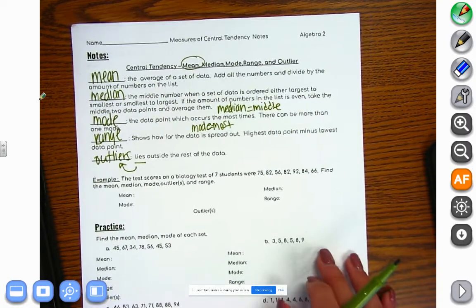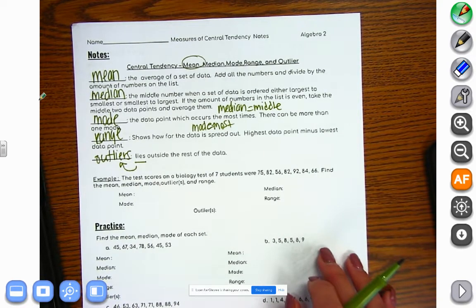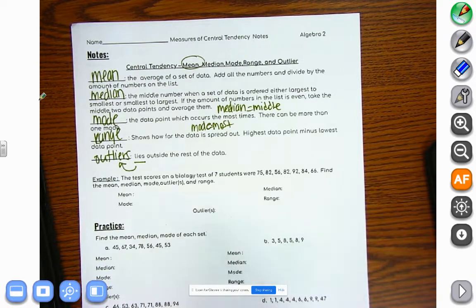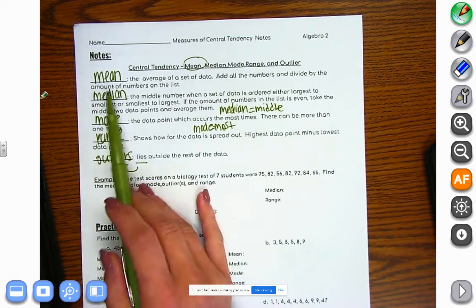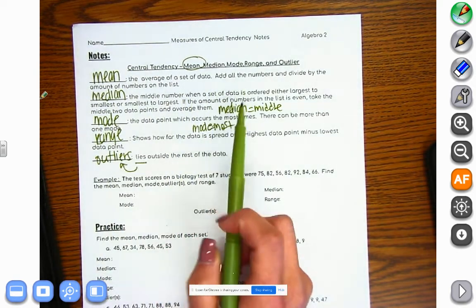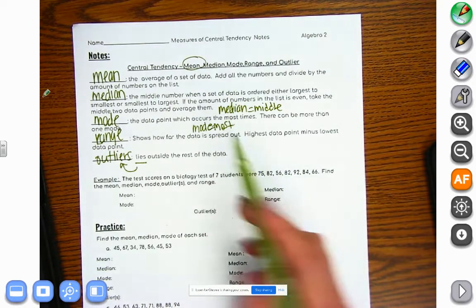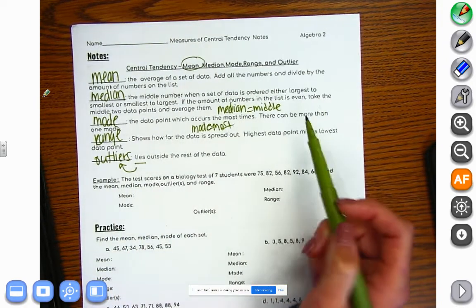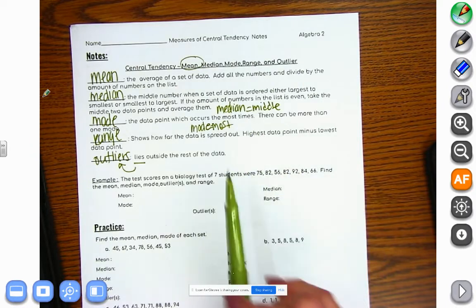Okay, so now we're going to talk about measures of central tendency as we're starting off our stats unit. So just some definitions before we get started. Our mean is the average of a set of data. So anytime you see you find the average, that would be your mean. So you would add all the numbers and divide by the amount of numbers on the list.